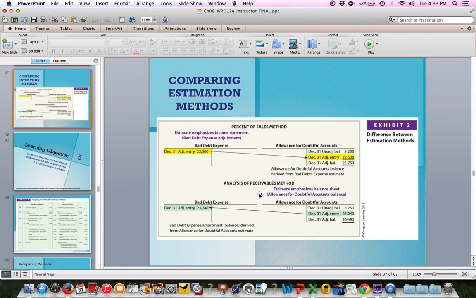The analysis of receivables focuses on the balance sheet and we look at what my current accounts receivable balance is and I slice and dice that based on aging of receivables. That then gives me a number, once I calculate that number, of what my allowance account should be. And so I need to take into account what the current balance of my allowance is before I make the adjusting entry. So it's a very significant difference between the two.